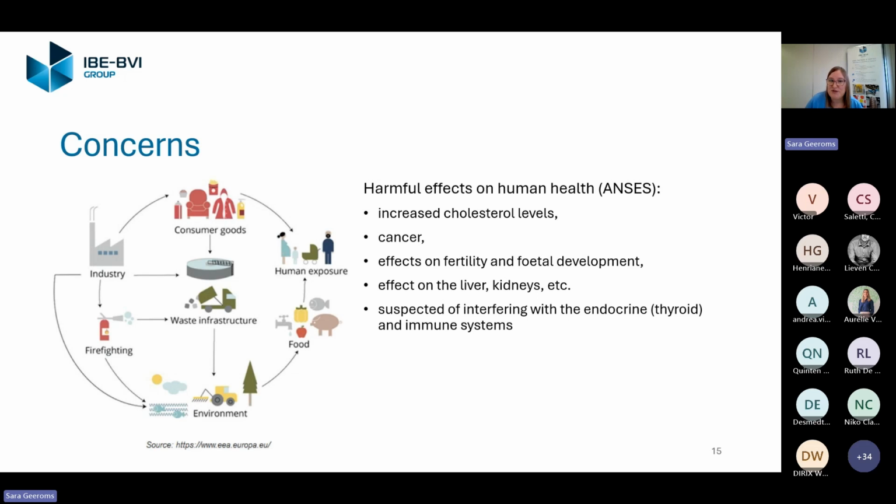We humans are exposed to PFAS in several ways: by our consumer goods, firefighting foams, foods, just because of moving in our environment. And it has some harmful effects. Some of the effects that are found in general are increased cholesterol levels, cancer, effects on fertility and fetal development, effects on liver and kidneys, and they are also suspected of interfering with the endocrine and immune system, meaning that they can cause vaccines to have less effect.